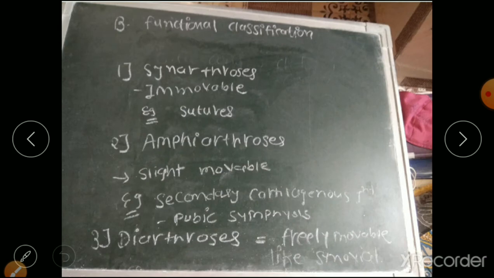Now the second classification is functional classification. Until now we saw the structural classification and its subtypes: fibrous, cartilaginous and synovial. Next is functional classification. In that we have three: synarthrosis, amphiarthrosis and diarthrosis. Synarthrosis means immovable; an example is sutures. Second is amphiarthrosis, that is slightly movable; examples are secondary cartilaginous joint and pubic symphysis. And third is diarthrosis, which is freely movable like the synovial joint, that is, all movements are allowed.